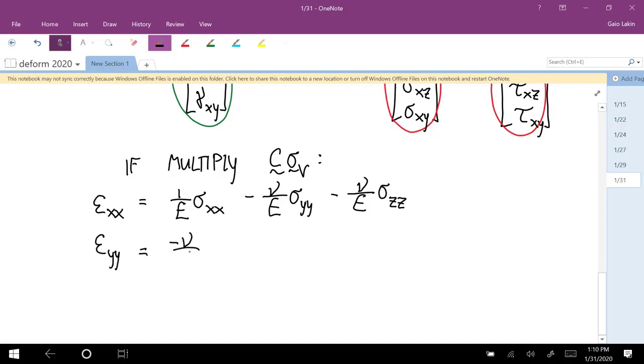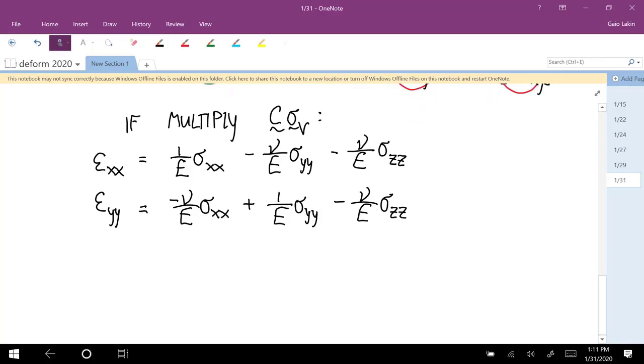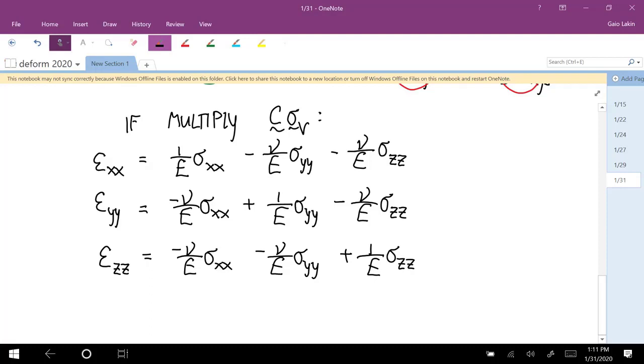Eyy is negative nu over E times sigma xx plus 1 over E times sigma yy minus nu over E times sigma zz. And Ezz is negative nu over E sigma xx minus nu over E times sigma yy plus 1 over E times sigma zz. Okay, so we have 6 of these equations that come from that one single matrix equation.